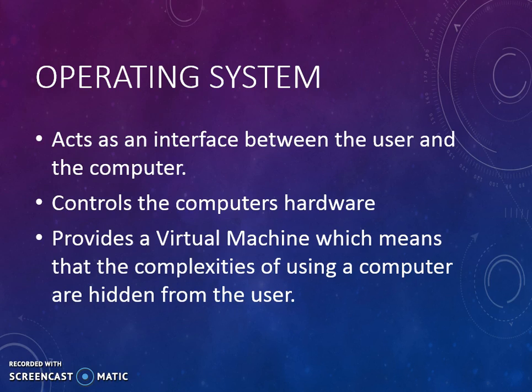System software consists of library programs, language translators, utility programs, and operating systems. Language translators can be further split down into assemblers, compilers, and interpreters.